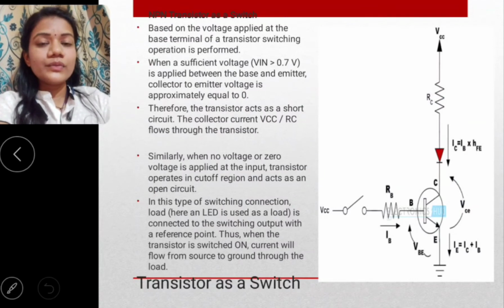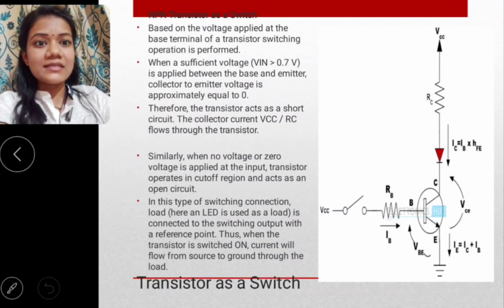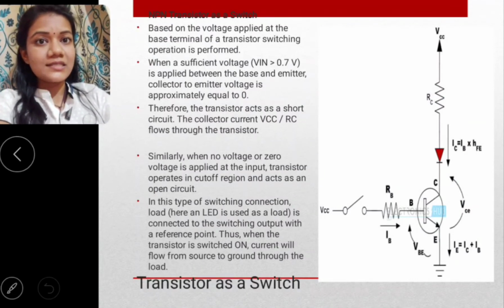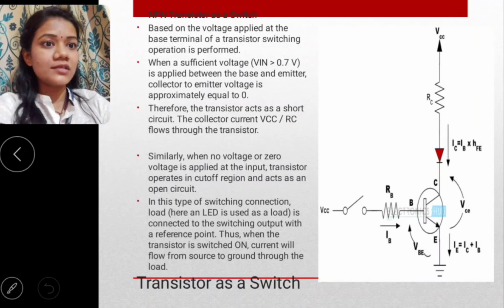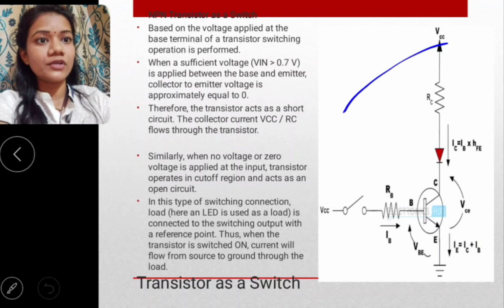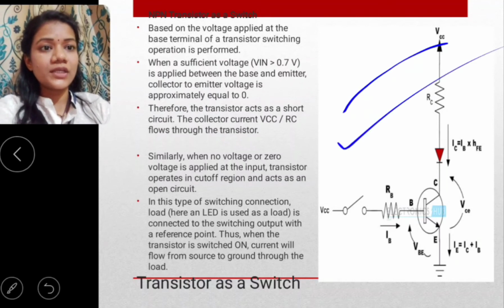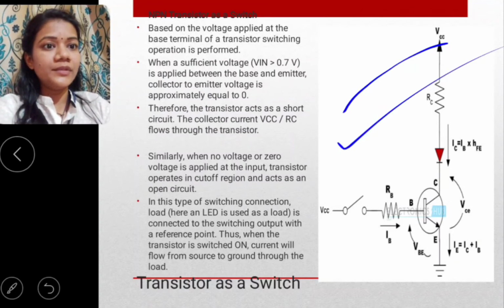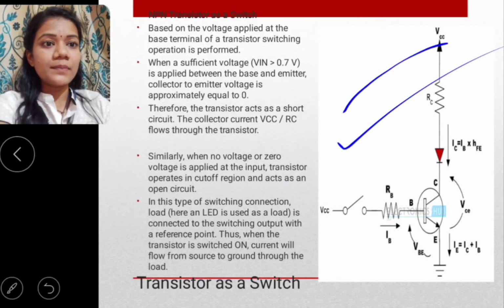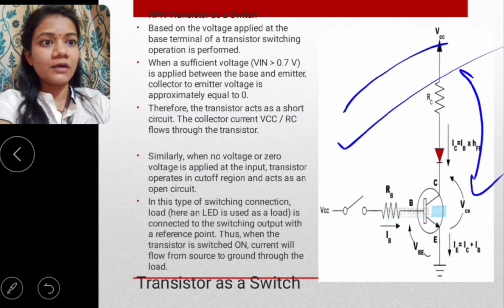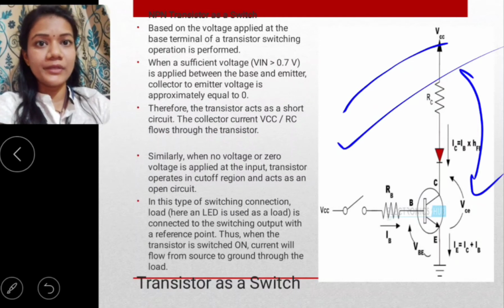Now the next application is the transistor as a switch. So how will a transistor work as a switch? This is the circuit for the transistor working as a switch. Here it is common emitter configuration, because the emitter is grounded, the input is applied between base and emitter, and we take the output at the collector and emitter region.